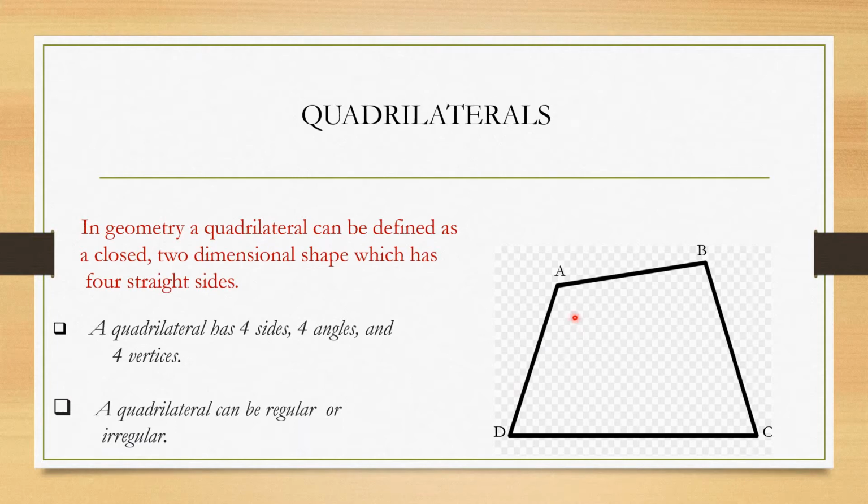In this figure, the quadrilateral ABCD has four sides, that is side AB, side BC, side CD and side DA, and four angles: angle A, angle B, angle C and angle D, and the four vertices: point A, point B, point C and point D.